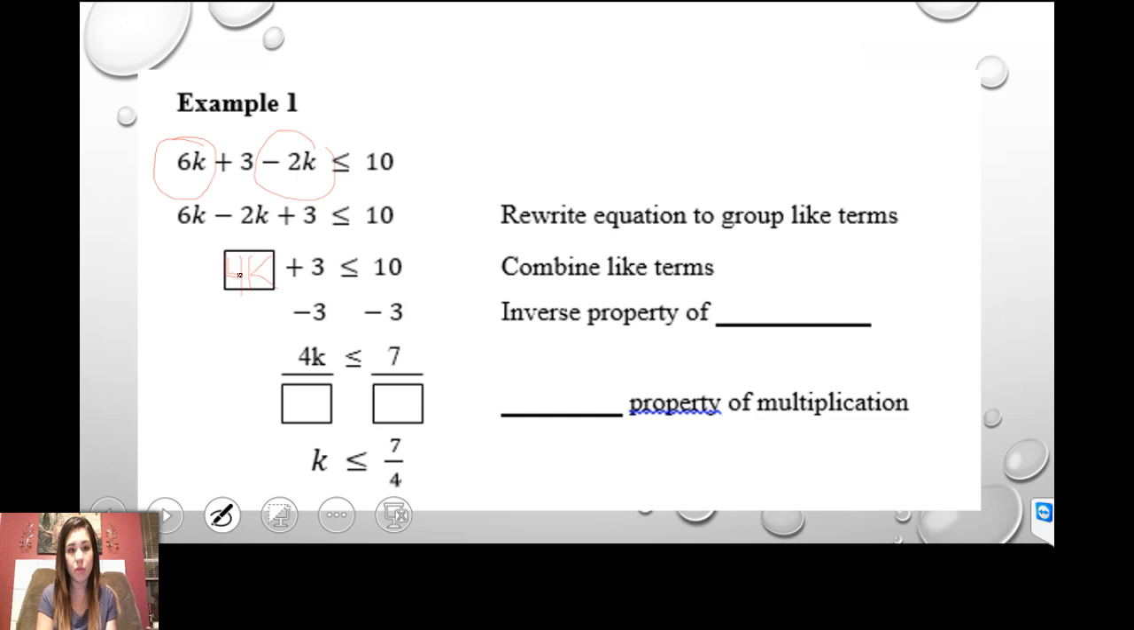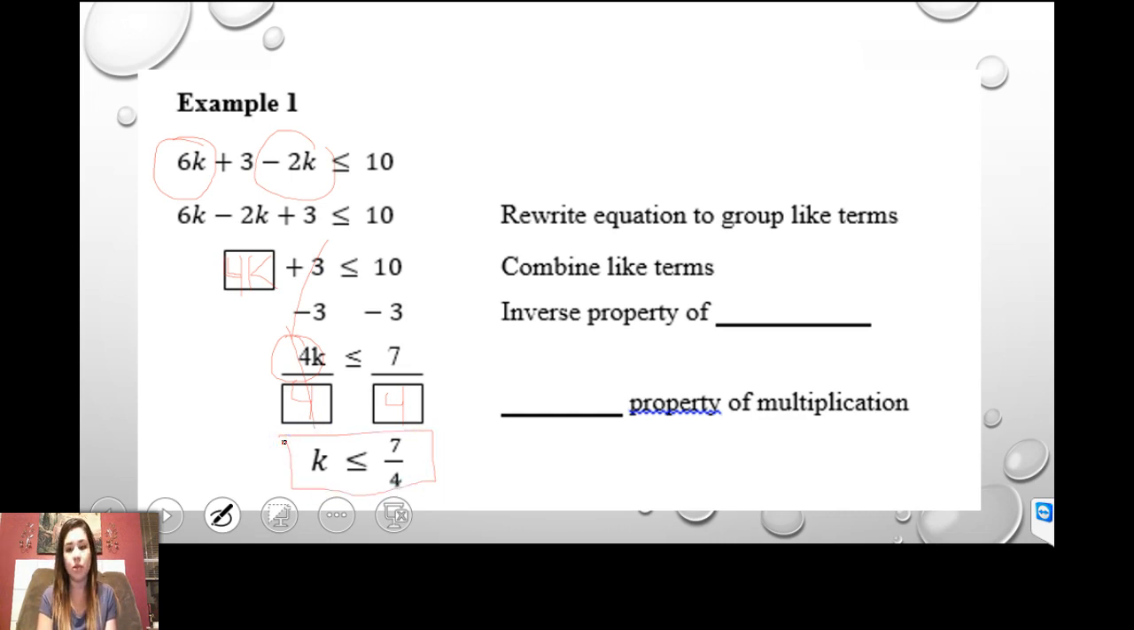Just like we were solving before, to get rid of a plus 3, we take away 3 from both sides, so that cancels. 10 minus 3 gives me 7. And I'm left with 4k is less than or equal to 7. But I'm not done yet because I want to get rid of this 4 in front. Since the 4 and the k are multiplying, I'm going to do the opposite and divide both sides by 4. So that cancels and I'm left with k is less than or equal to 7/4.